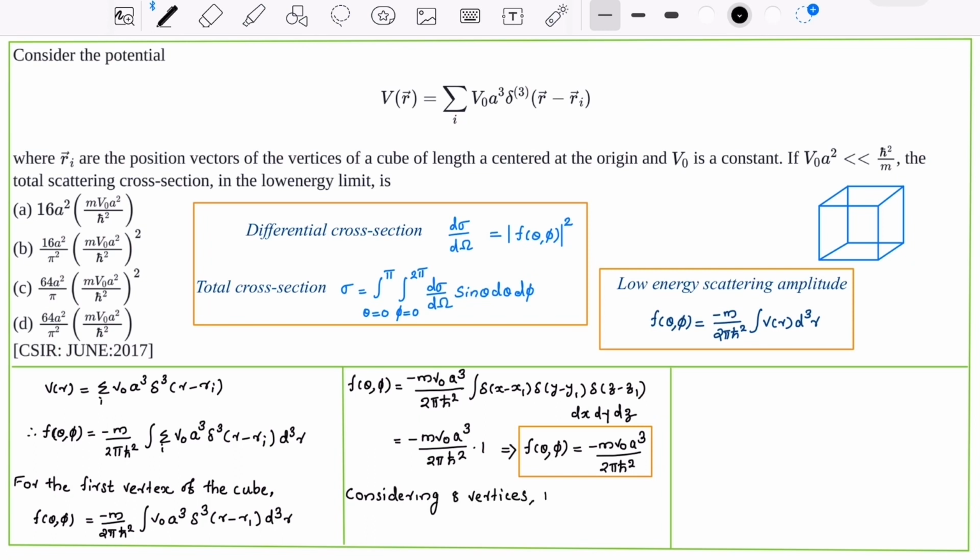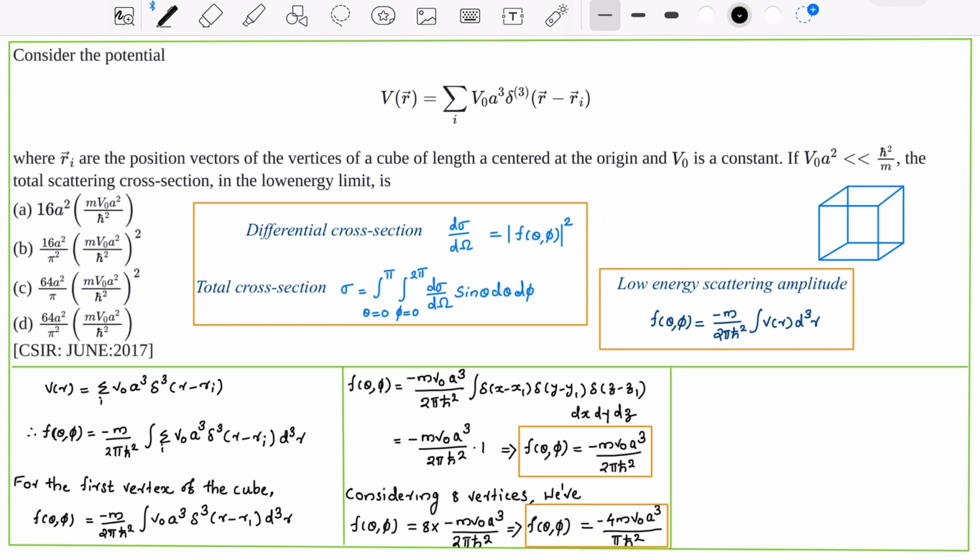Now consider all vertices of the cube. We can say that f of theta phi is equal to 8 times minus m V0 a cube by 2 pi h bar square, or f of theta phi is equal to minus 4 m V0 a cube divided by pi h bar square. This is the low energy scattering amplitude.